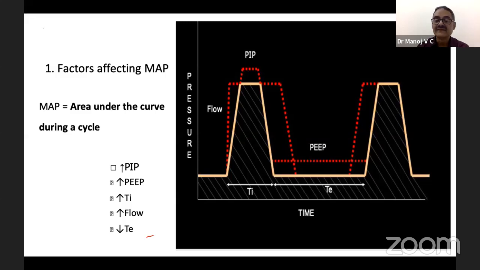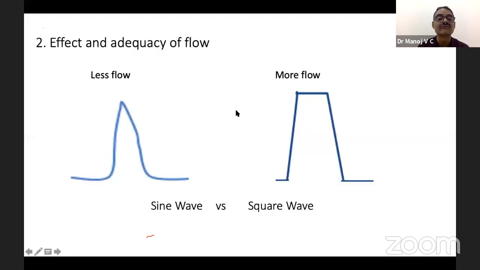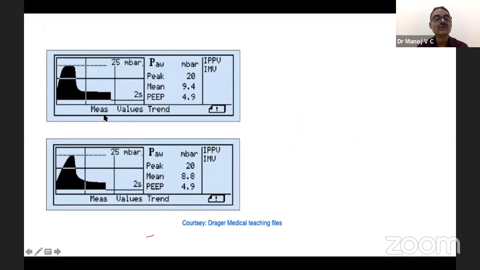But there is another usefulness of this, that is to tell us the flow. If the flow is less, you get a curve, a pressure waveform like this. This is called a sine wave, and when you give more flow, it will turn into a square wave. So this is a square waveform, and this is a sine waveform. Both have the same PIP and PEEP. PIP is 20/5 in both, but the mean airway pressure is different in both.